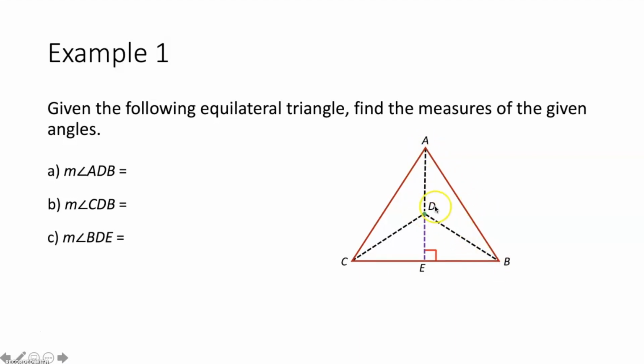In order to find the measure of a central angle of a polygon, you're going to take 360 degrees and divide it by the number of sides.